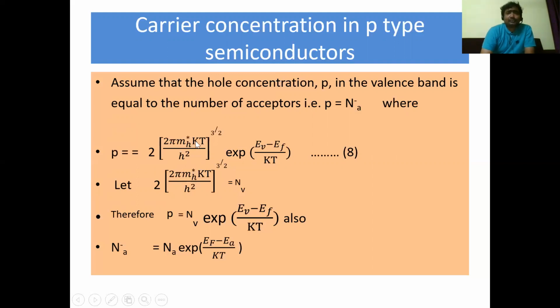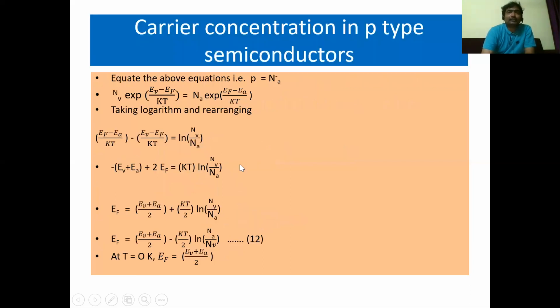Let 2 into (2 pi mh star kT by h square) whole power 3 by 2 be Nv. So the above equation will be converted as p equal to Nv into exponential of (Ev minus Ef) by kT. We can calculate acceptor concentration as Na into exponential of (Ef minus Ea) divided by kT from statistical mechanics. So as P is equal to Na, substitute the value of P, substitute the value of Na, by taking logarithms on both sides and rearranging, and by simplifying the above equation, we will get this formula.